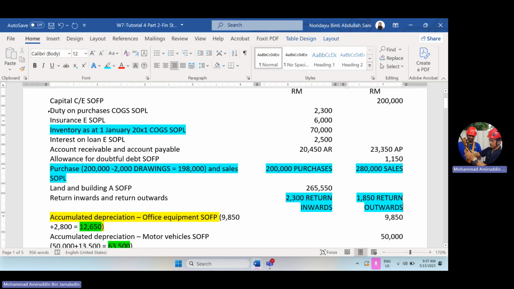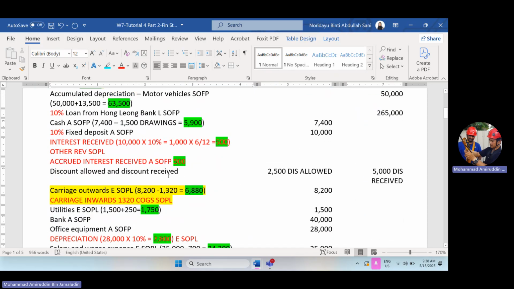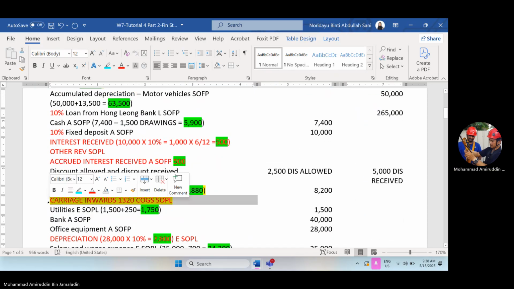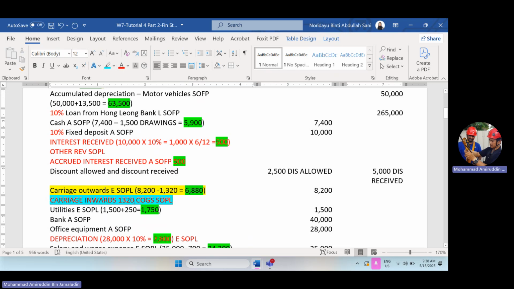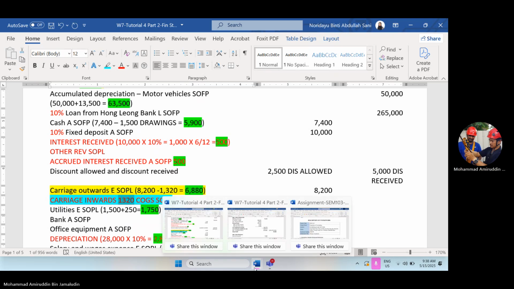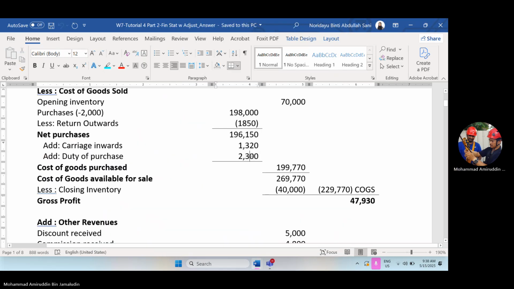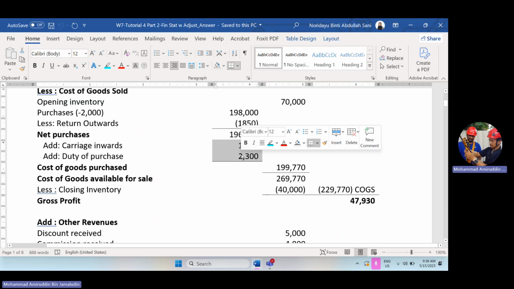Next is your duty on purchases. This one increases your purchase cost, so we plus inside your COGS, as well as carriage inwards. This one, 1320. Carriage inwards, done. If you use this format, 198 minus 1850, you get net purchases, plus your cost of purchases, carriage inward and duty on purchases, 199,770. You get cost of goods available for sale.